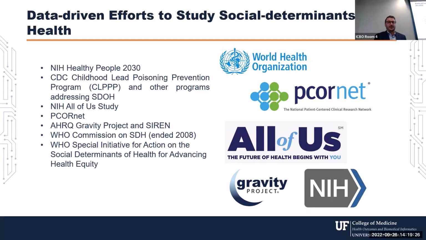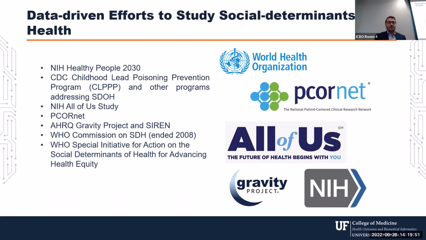So for example, there's the NIH Healthy People 2030, which lists a bunch of objectives and strategies for addressing social determinants of health and disparities. The CDC also has a number of programs that address social determinants of health. One example being the Childhood Lead Poisoning Prevention Program. There's also the NIH All of Us study. There's the Patient-Centered Outcome Research Network.